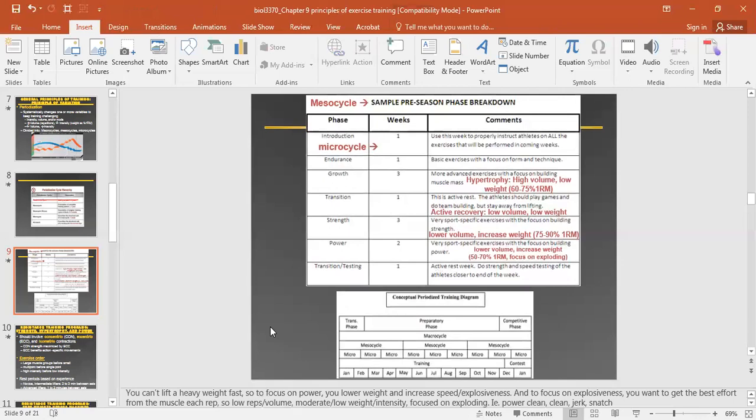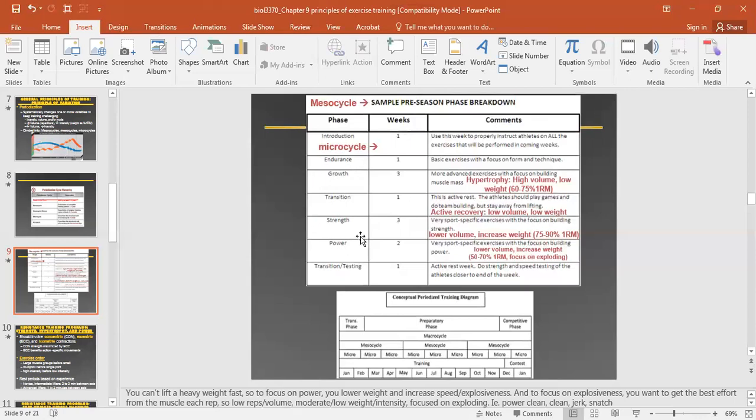Are we focusing on growth? Are we focusing on strength? Are we focusing on power? And remember, growth and endurance kind of go together, and as you're gaining growth, hypertrophy, and endurance, you can also gain muscle strength. So very rarely do we actually focus a program on muscle strength, because if we're focused on hypertrophy and endurance, then by default, we're gaining strength.